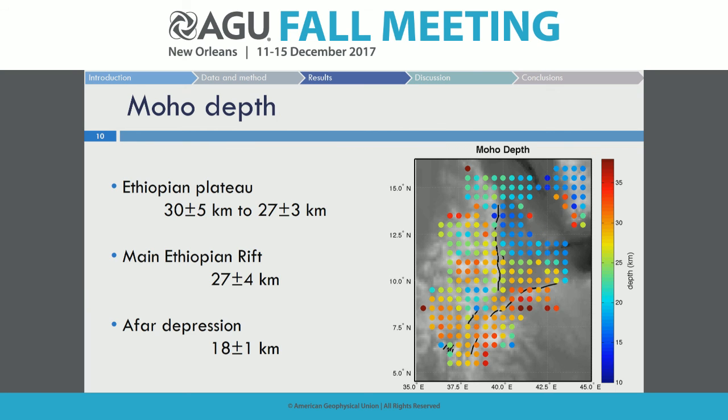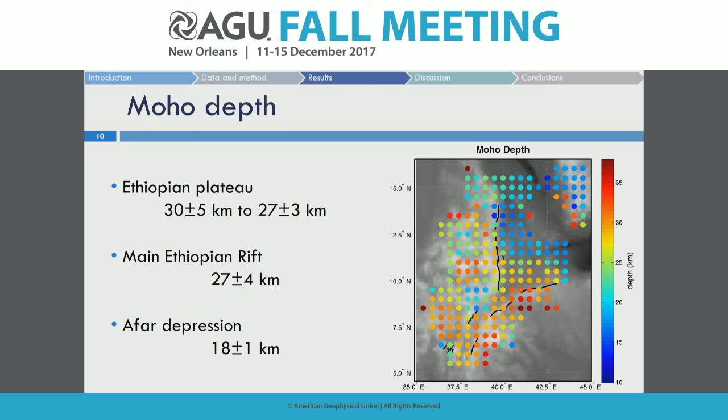So the idea next was to look at each interface separately. So for the Moho, I looked at the Moho depth, and it's interesting. We have 27 kilometer Moho beneath the main Ethiopian rift that then shallows as we go toward the Afar depression to around 18 kilometers. And we have really interesting Moho beneath the plateau, quite complex. We have zones where it's quite shallow and zones where it's deeper. So it goes to 30 to 27 kilometers.